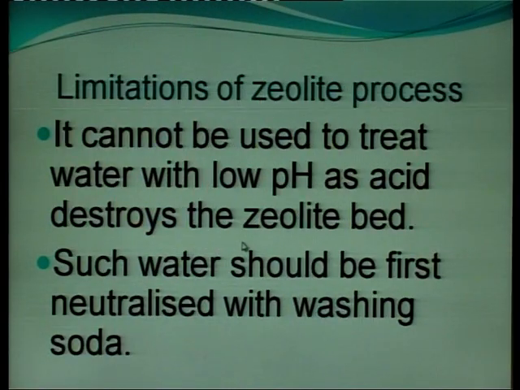Another limitation of zeolite process is that acidic water, means the water which has low pH value, cannot be treated through this process. The reason behind this is that acid in the acidic water destroys the zeolite bed. If we want to treat this acidic water with this process, we have to first neutralize the acid, and this neutralization is done by treating the water with washing soda.